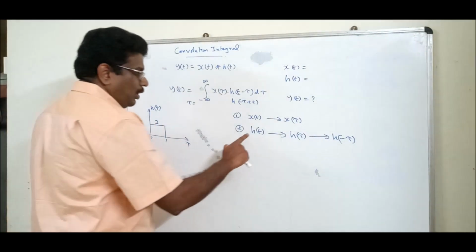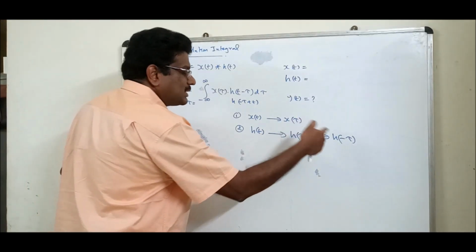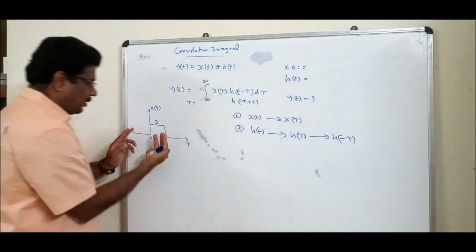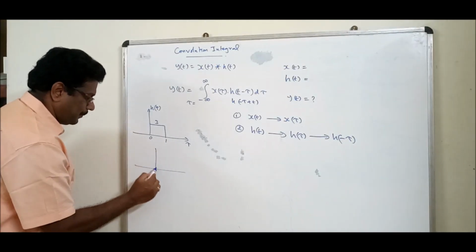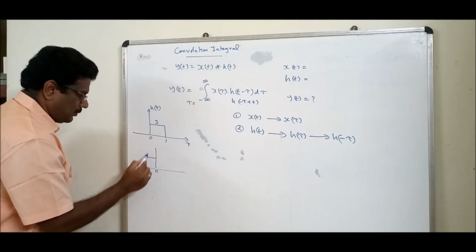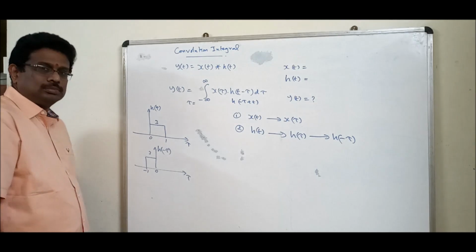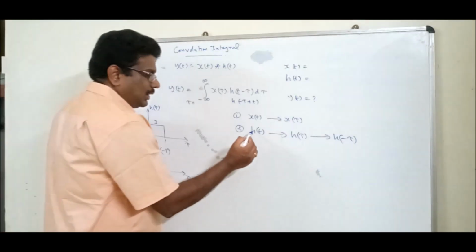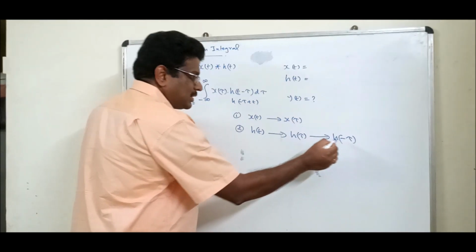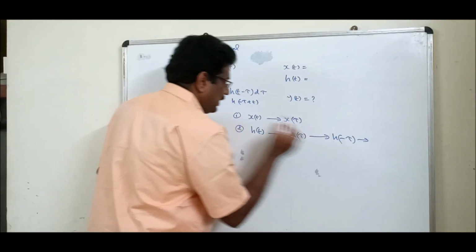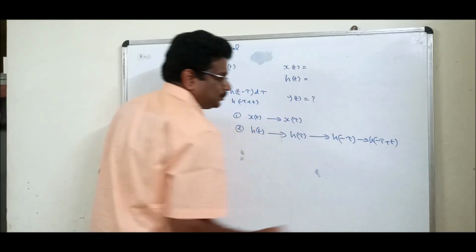What is the first work you are going to do? H of t to h of tau. H of tau to h of minus tau. This is reflection, you know. That we can do it. What is now the reflection of this? That's all. So what is the first work? H of t, convert to h of tau, convert to h of minus tau. What is one more you have to do? See here. H of minus tau plus t.